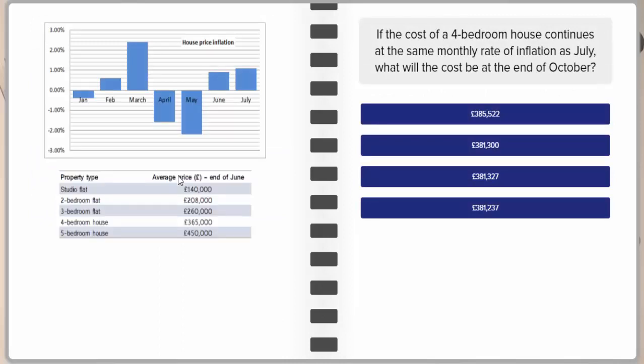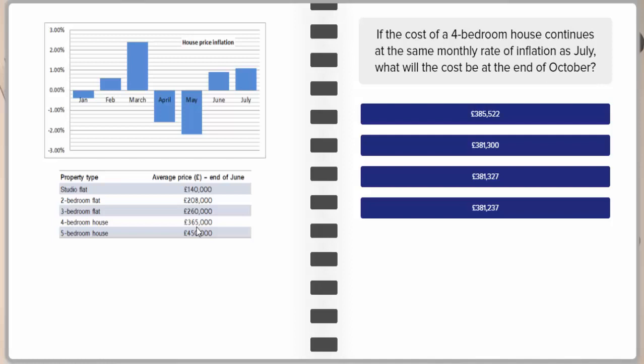Okay. If the cost of a 4 bedroom house continues at the same monthly rate of inflation as July, what will be the cost of it at the end of October? Okay, the cost of 4 bedroom houses continues at the same inflation rate. Okay, at the end of October. And inflation at the end of July is 1%. It should be more than 1%, but it looks like 1%. So yes, multiply by 1.1%, 365,000 multiply 1.1.